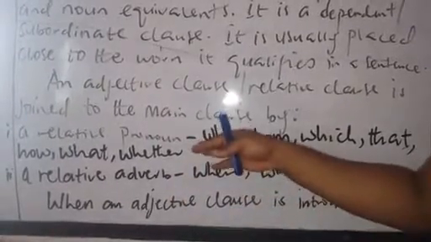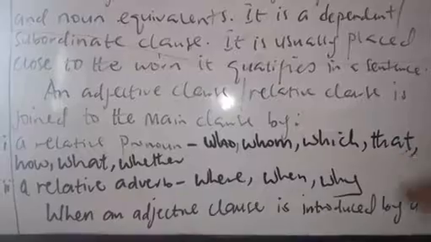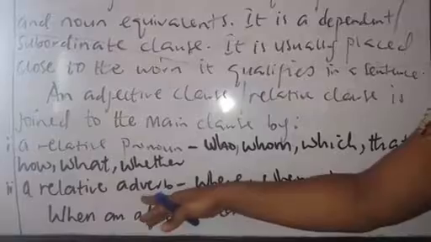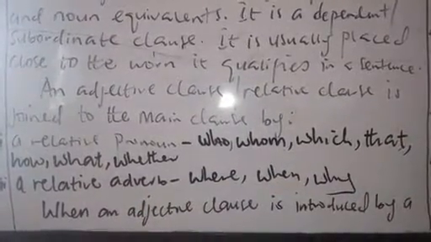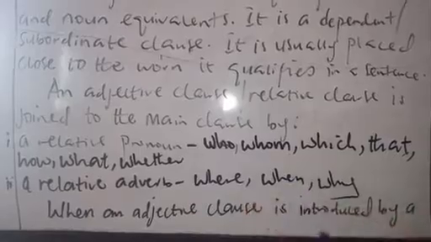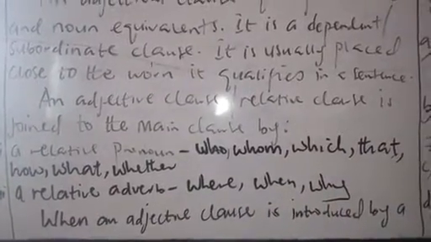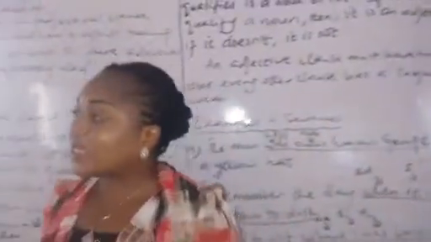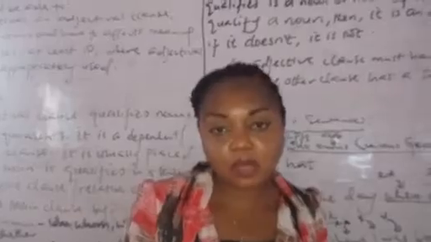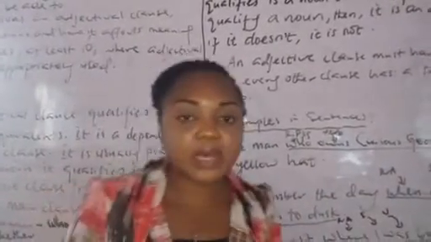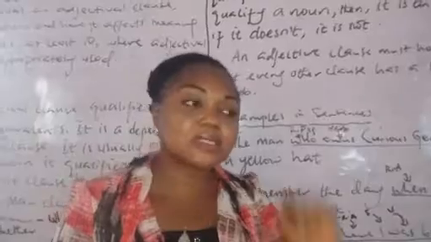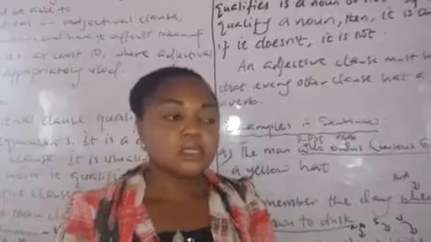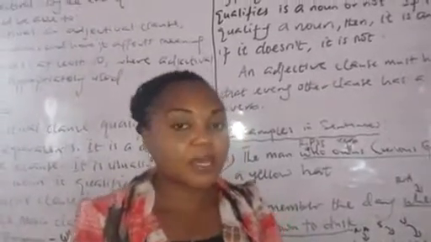We are much familiar with this, which is who, whom, which, that, how, what, whether, and then we'll also have the relative adverb. Examples are where, when, why. Okay, when an adjective clause is introduced by a relative adverb, it tends to look like an adverbial clause. But there's one thing we should always bear in mind, which is: what does that clause modify? Is it modifying a verb? Is it modifying a noun?